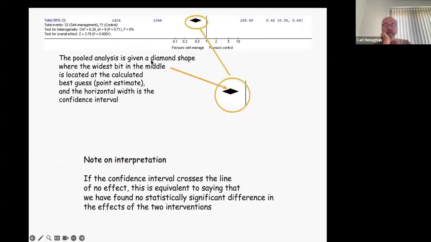Now, the pooled analysis is a diamond shape where the widest bit in the middle is located at the calculated best guess, the point estimate. The horizontal width is the confidence interval. Importantly, if the confidence interval crosses the line of no effect, we have found no statistically significant difference in the effect of the two interventions. Whereas here you can see it doesn't touch the line.